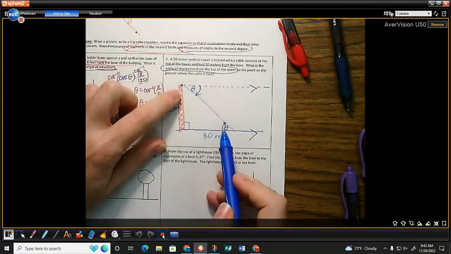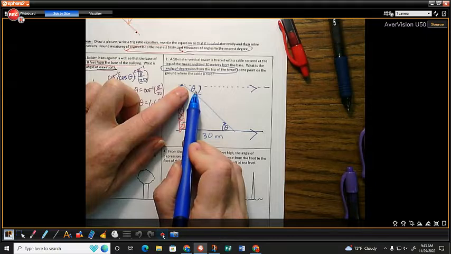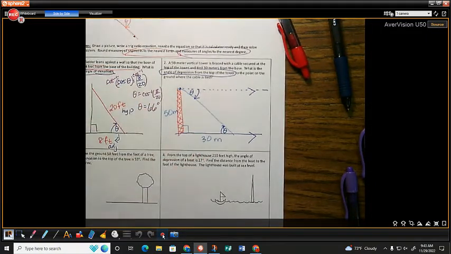The thing is, it's not the same as this one here. This outside angle of depression will be the same as the alternate interior angle of elevation. Okay? You have to know that alternate interior thing. So, that's why you save your notes.